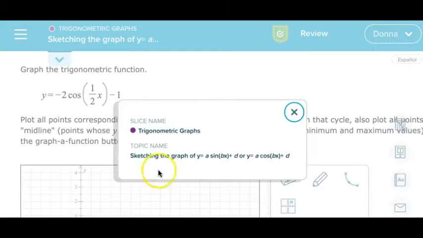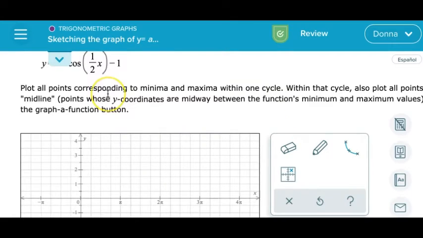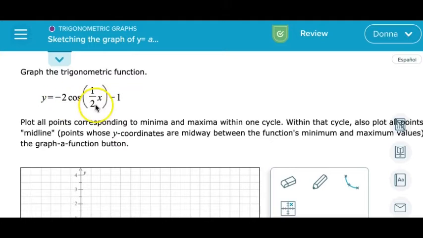I'm going to be doing a movie on sketching the graph of y equal a sine bx plus d or y equal to a cosine bx plus d. In this example, we're given the cosine function, and what we notice that's different from the last example we did where we had a phase shift, you'll notice that there's a subtracted 1 on the outside of our function y equal to -2 cosine 1/2 x.